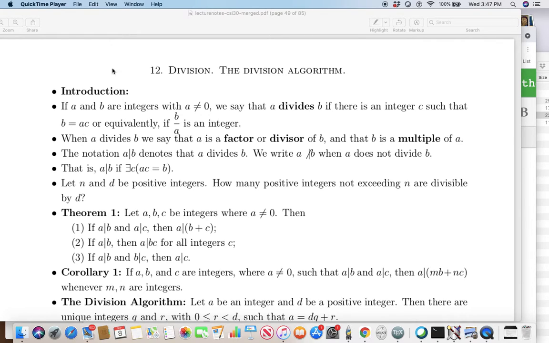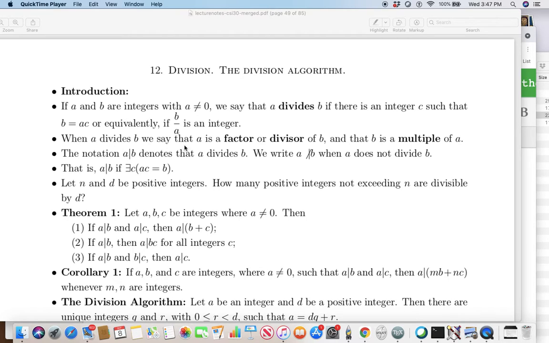Welcome back. The division algorithm. If a and b are integers with a non-zero, we say that a divides b if there is an integer c such that b equals a times c. You see, or equivalently, b over a is an integer, right? A divides b if a is a factor, that is, a multiplies something to get you b. So a is a factor of b.